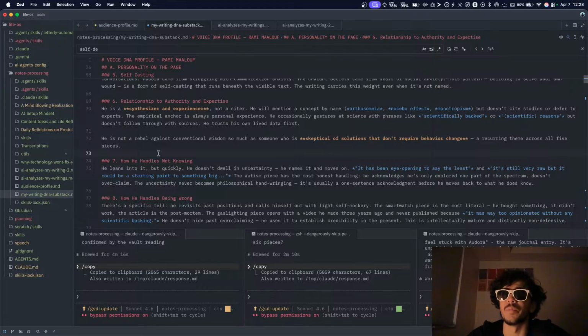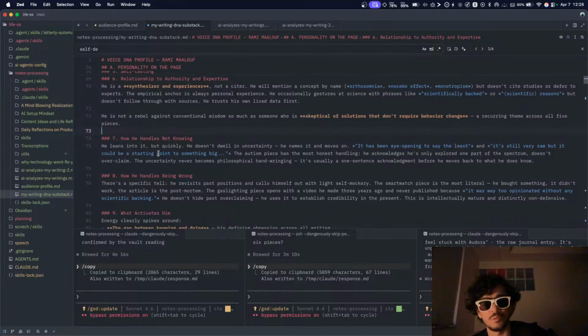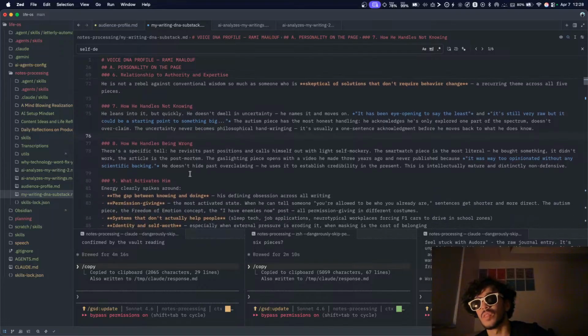He leans into it. How he handles not knowing. He leans into it. Okay, yes, I guess that's true. How he handles being wrong. He revisits past positions and calls himself out with light self-mockery. The smartwatch piece is the most literal.